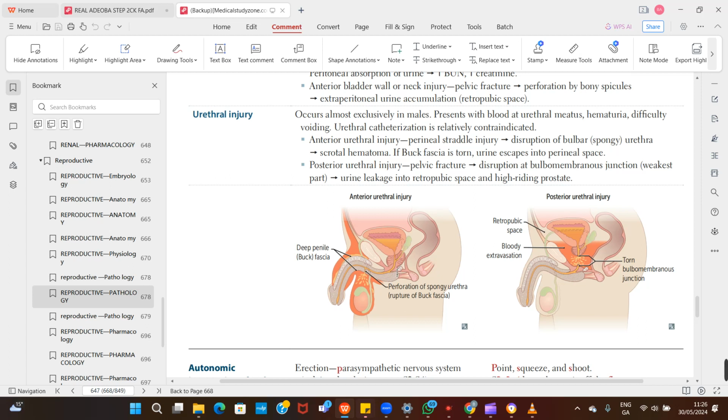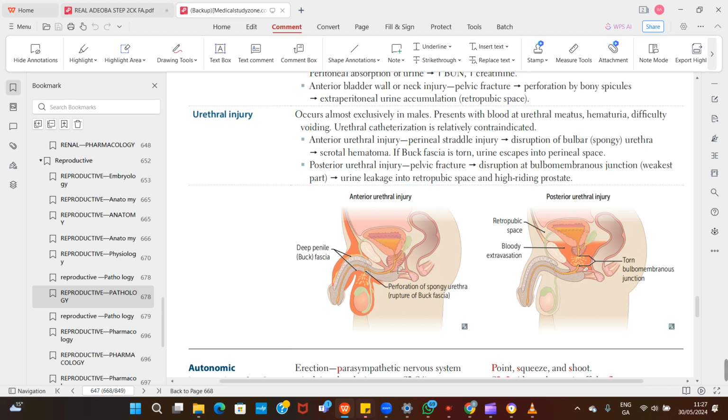Individuals with posterior urethral injury usually have that following a pelvic injury. If they have a pelvic injury, they have a pelvic fracture. That fracture can easily transmit a pressure which tears off that posterior urethra, usually at the membranous, the bulbomembranous junction, right? So somewhere here, the bulbomembranous junction. That's the weakest part. So that area is going to be torn when an individual has a pelvic fracture, and we are going to have extravasation of urine into the retropubic space around here.